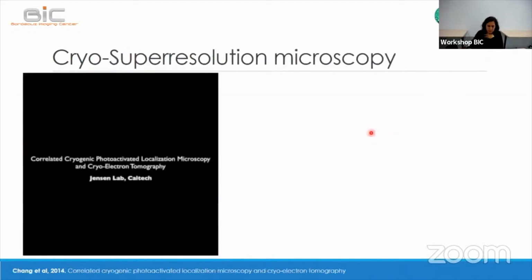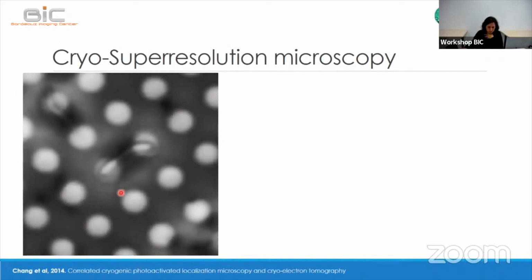So I wanted to introduce you to this work from the laboratory of Grant Jensen at Caltech in California, where they prepare this kind of grids also with bacteria, and make them express this protein.